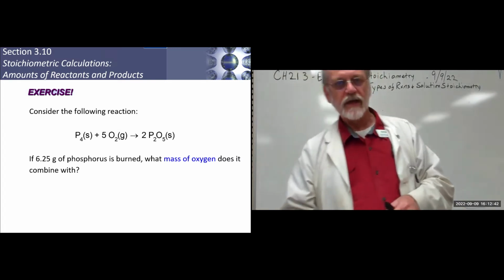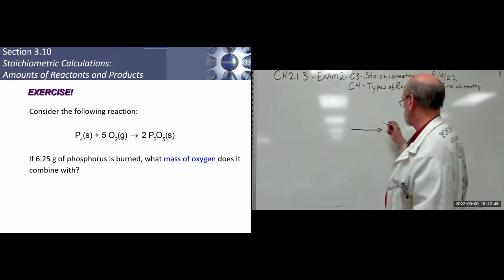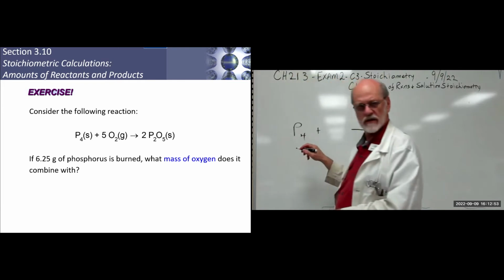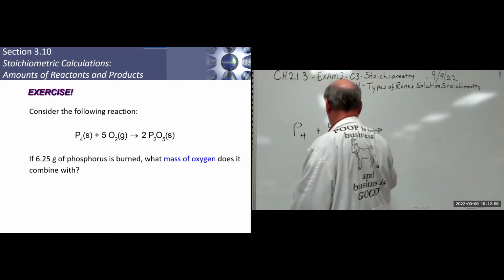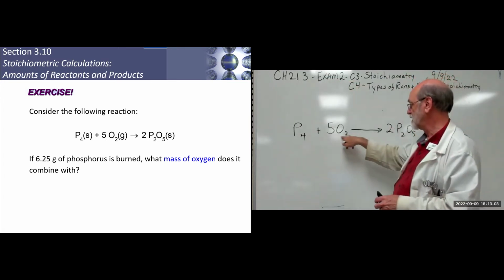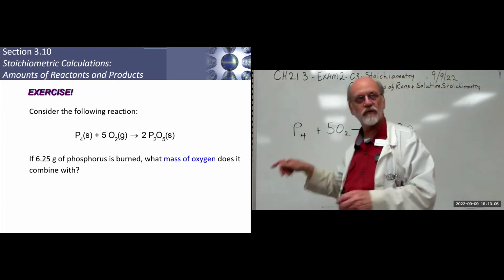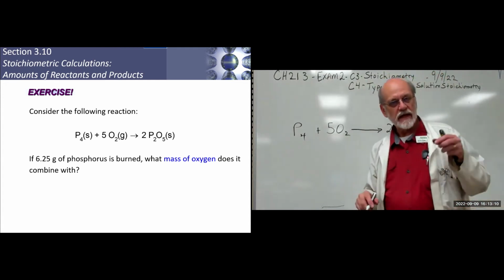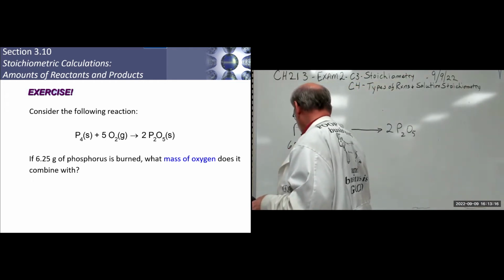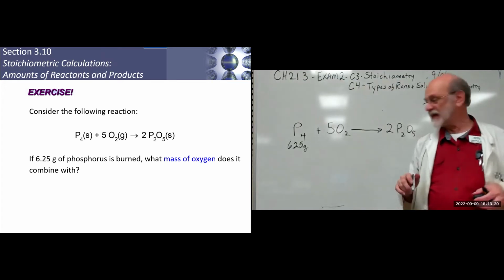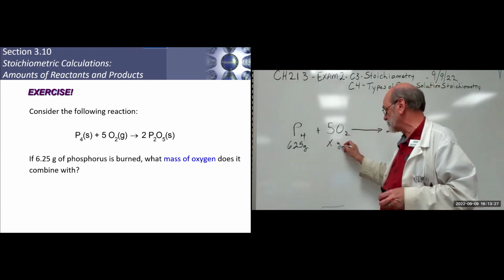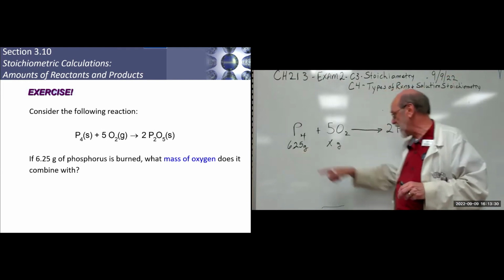All right, how about this one? Consider the following reaction. P4, I'm going to leave off the phases because they're not necessary for balancing. And this equation should be balanced already. We can check it. 10 oxygens, yep, 10 oxygens. 4 phosphorus, 4 phosphorus. Okay, so it's already balanced for us. If we say 6.25 grams of phosphorus is burned in oxygen, how many grams of oxygen are required to convert all of that into this?